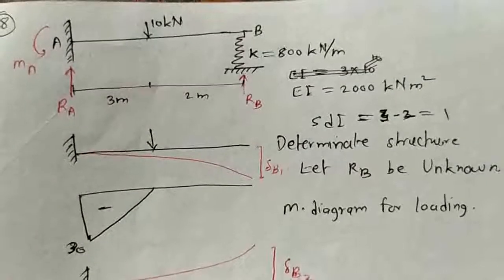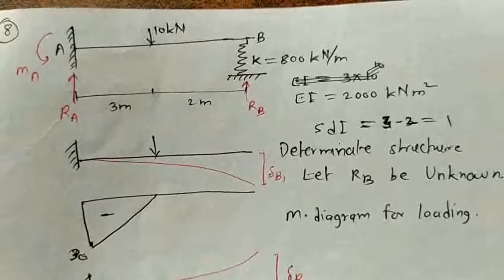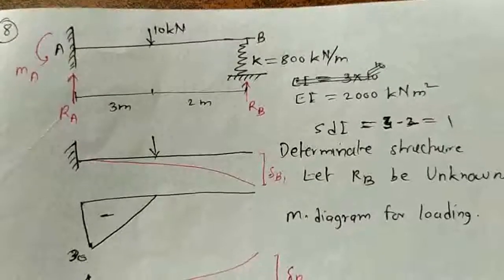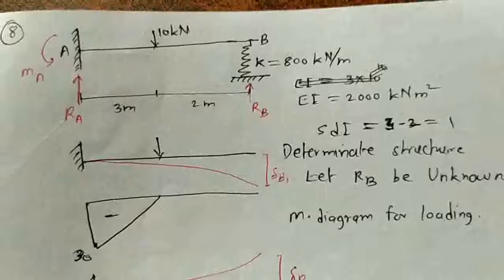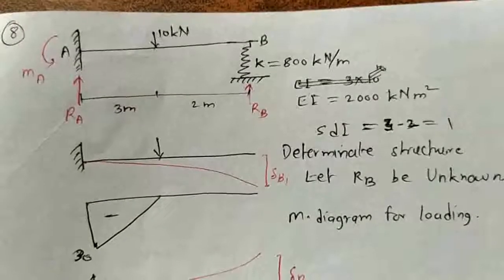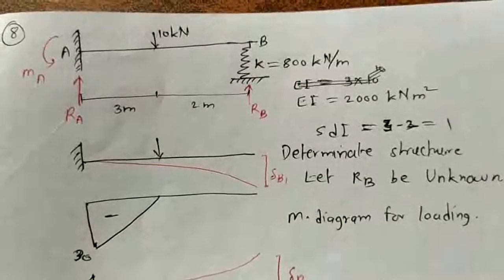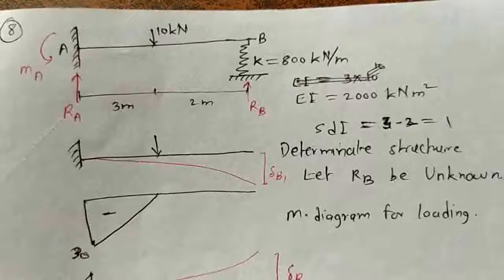Myself, Mr. Amit Kusnare. Here we want to analyze a given beam by using the consistent deformation method. In this example, at point B, there is a provision of a spring which has a stiffness of 800 kilonewton per meter. So the first step is to find out the HDI of the structure.